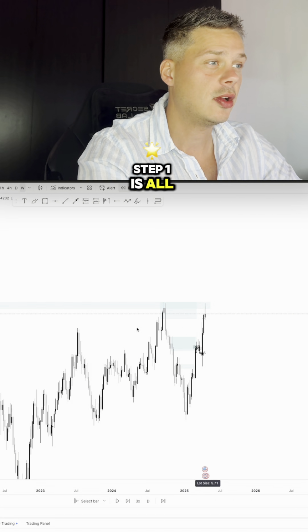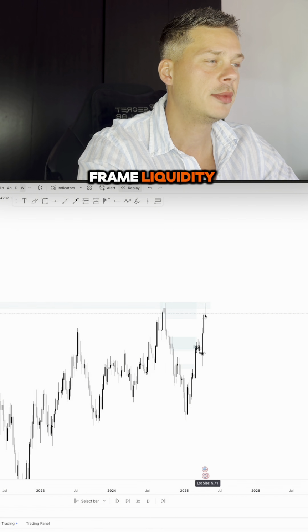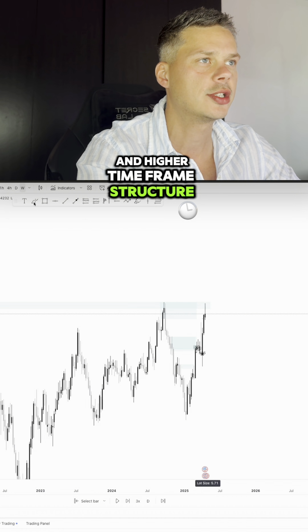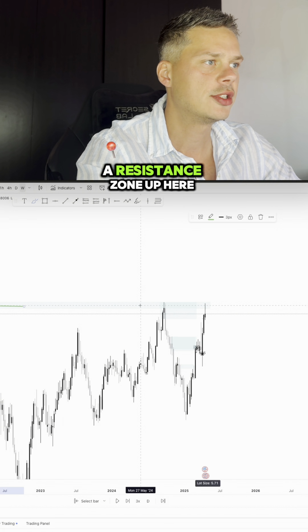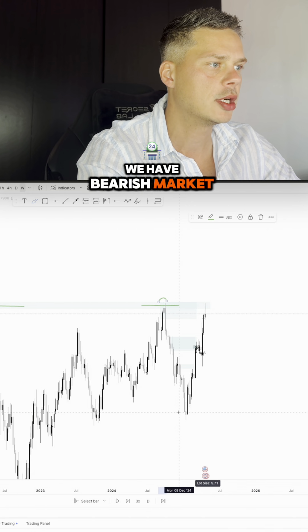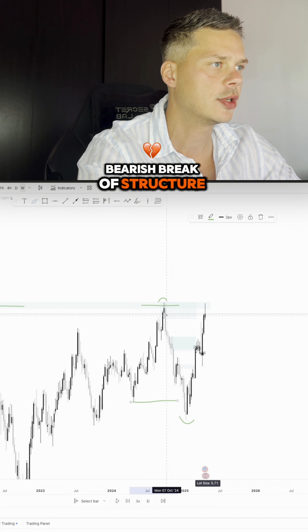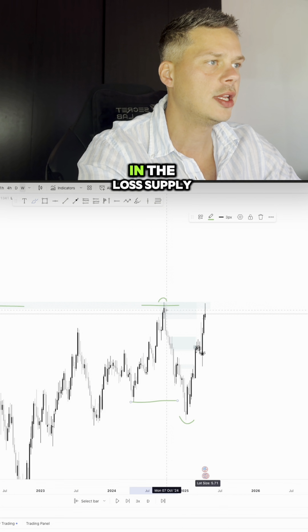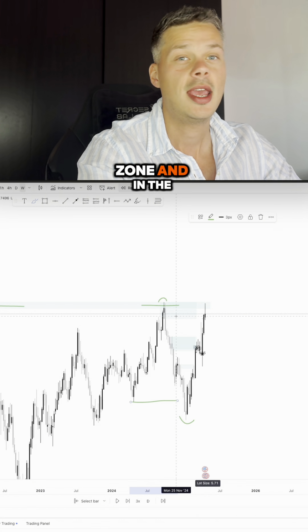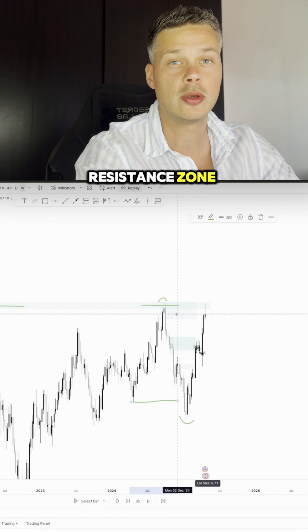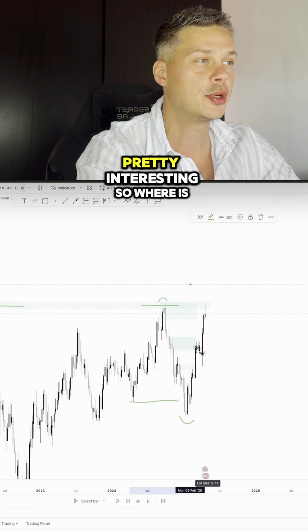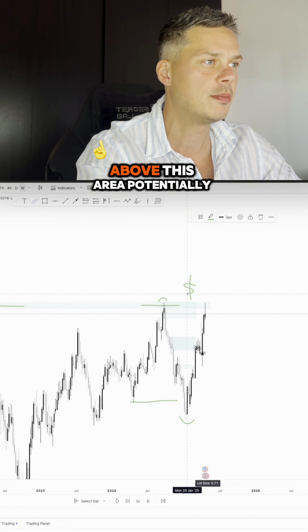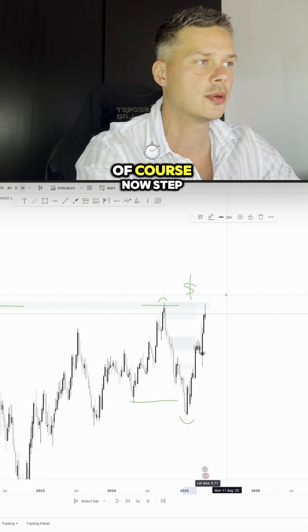Step 1 is all about finding higher time frame liquidity and higher time frame structure. What you clearly can see is that we have a resistance zone up here, we have bearish market structure on the weekly, bearish break of structure, and price is all in the last supply zone and in the resistance zone, which is lining up with the supply zone. Pretty interesting. So where is the liquidity? Above this area, potentially, of course.